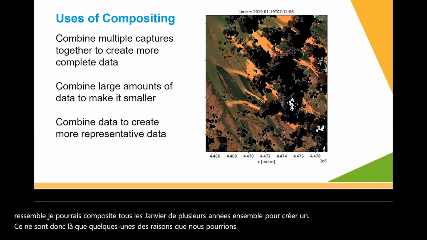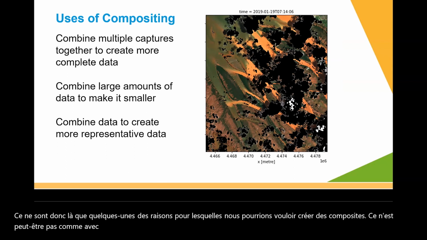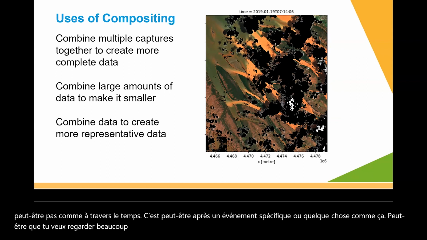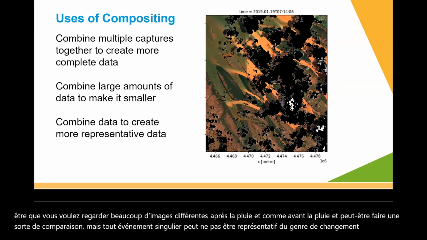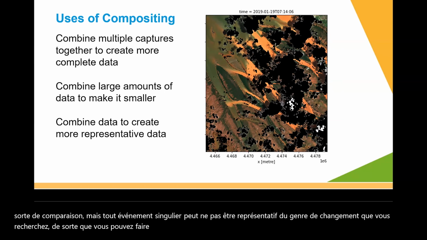So those are just a couple of the reasons we might want to create composites. It may not be through time. It may be after a specific event or something like that. Maybe you want to look at a lot of different images before the rain and after the rain and make some sort of comparison, but any singular event may not be representative of the kind of change you're looking for. So you can make your analyses more robust, I think is the general point here, by creating composites from satellite data.